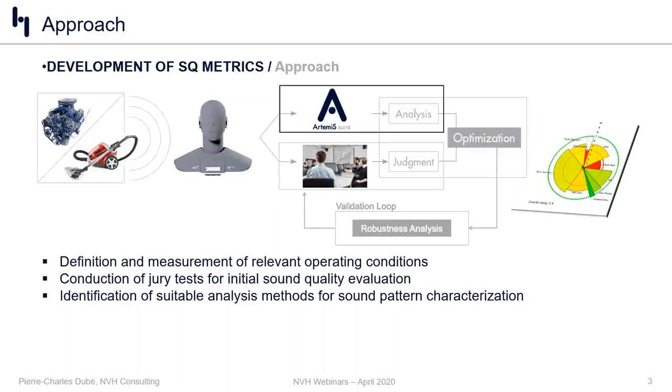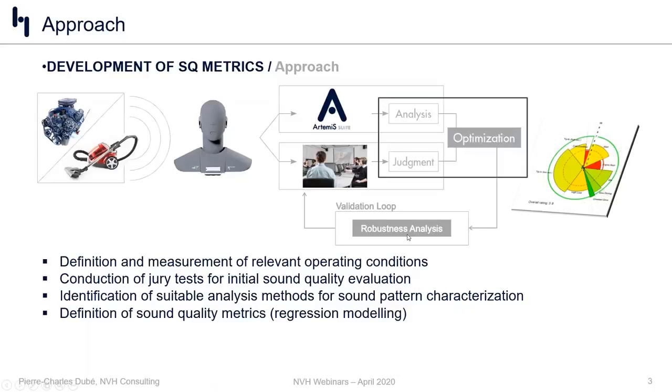And in parallel to that, we also need to identify acoustics and psychoacoustic analyses to characterize the parts of the sounds that we're asking people to judge. And this lets us, after that, create the sound quality metrics. So we use the jury test results and the analyses that we picked as predictors to do regression modeling and come up with a metric equation.